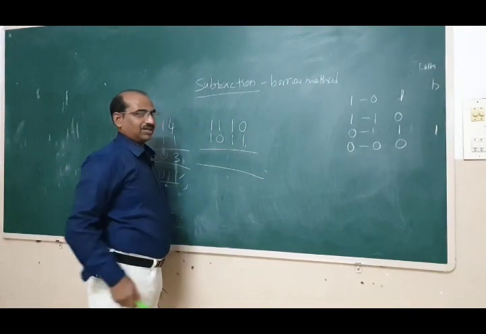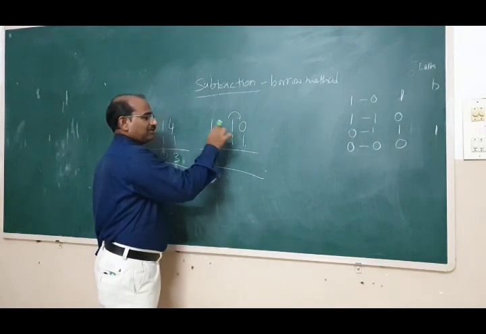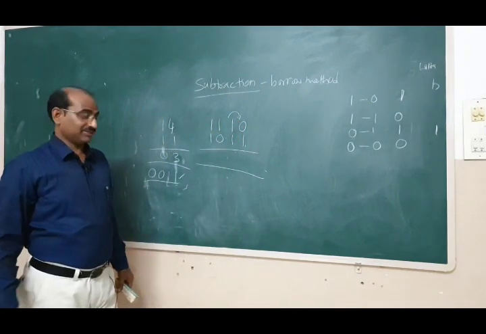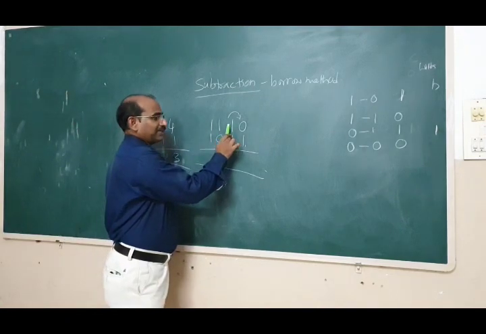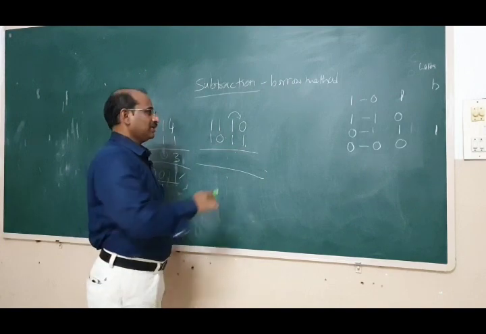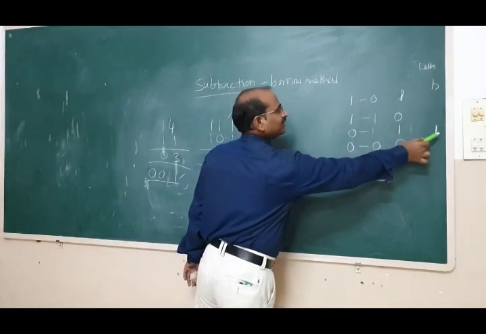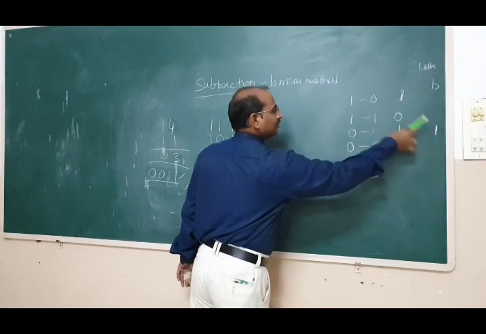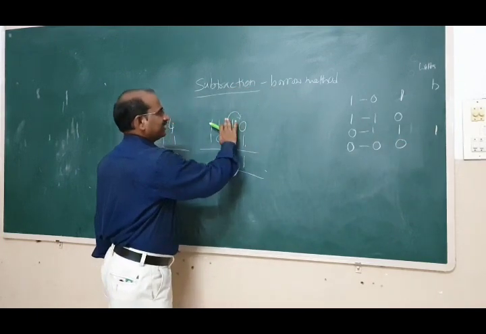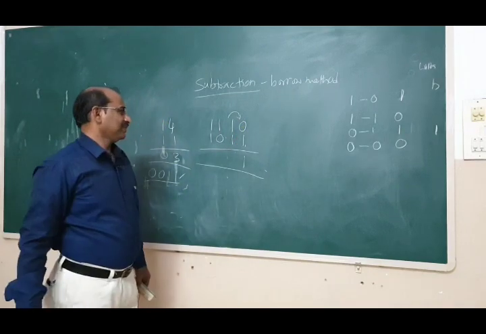0 minus 1 is not possible. So you have to take a borrow from here. You are having a 1 here. So a 1 from next stage to this stage means that is 2. Okay. 2 minus 1 is 1. That's what I am explaining. 0 minus 1 is 1 with a borrow 1. When you take a borrow from next stage, 0 minus 1 is 1. That is the meaning. Right.